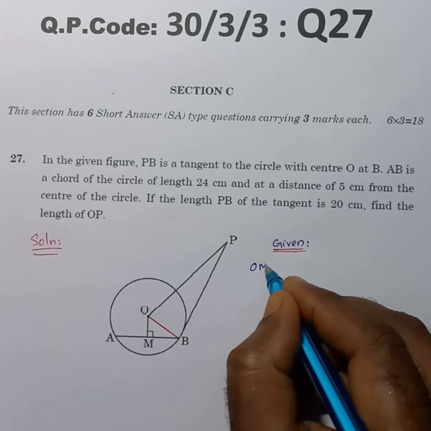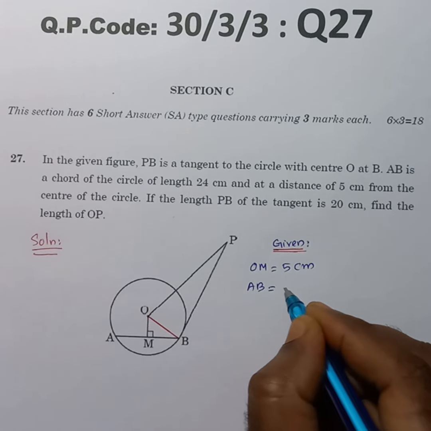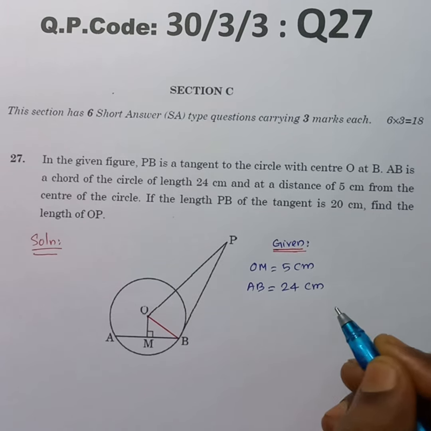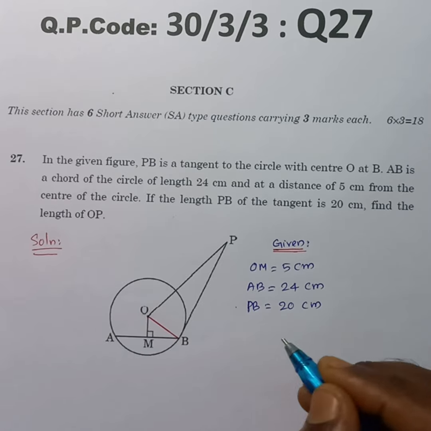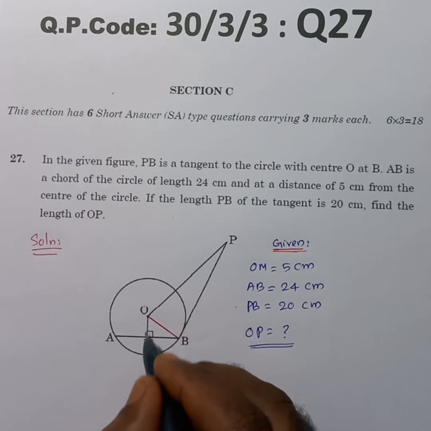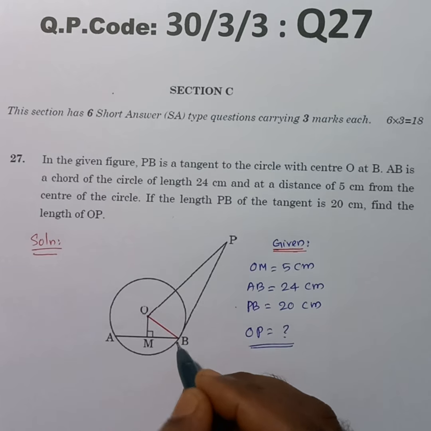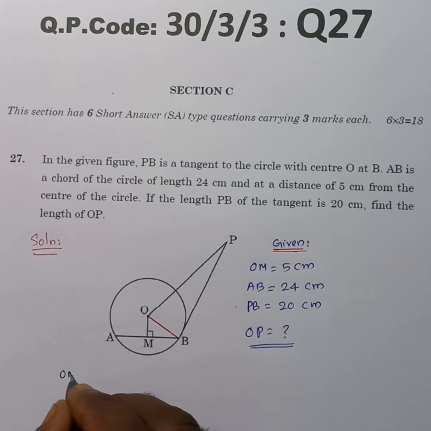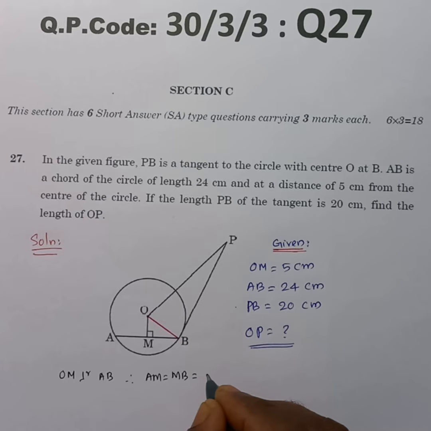Given OM is equal to 5 cm, AB is equal to 24 cm, PB is equal to 20 cm, OP is to be found. OM perpendicular to AB, also OB perpendicular to PB. OM perpendicular to AM. Therefore, AM is equal to MB, that is equal to 12 cm.